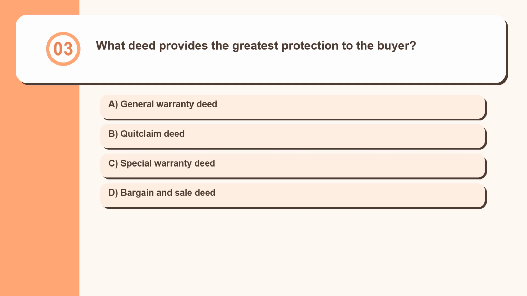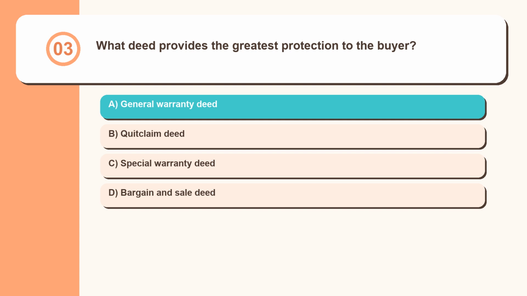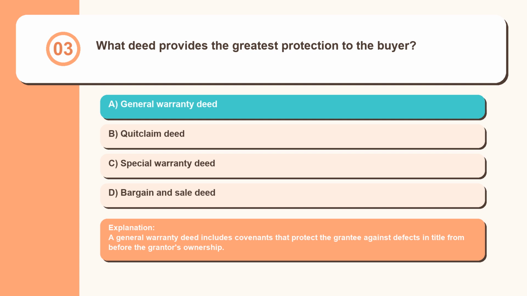Question 3. What deed provides the greatest protection to the buyer? General warranty deed, quitclaim deed, special warranty deed, bargain and sale deed. A general warranty deed includes covenants that protect the grantee against defects in title from before the grantor's ownership.